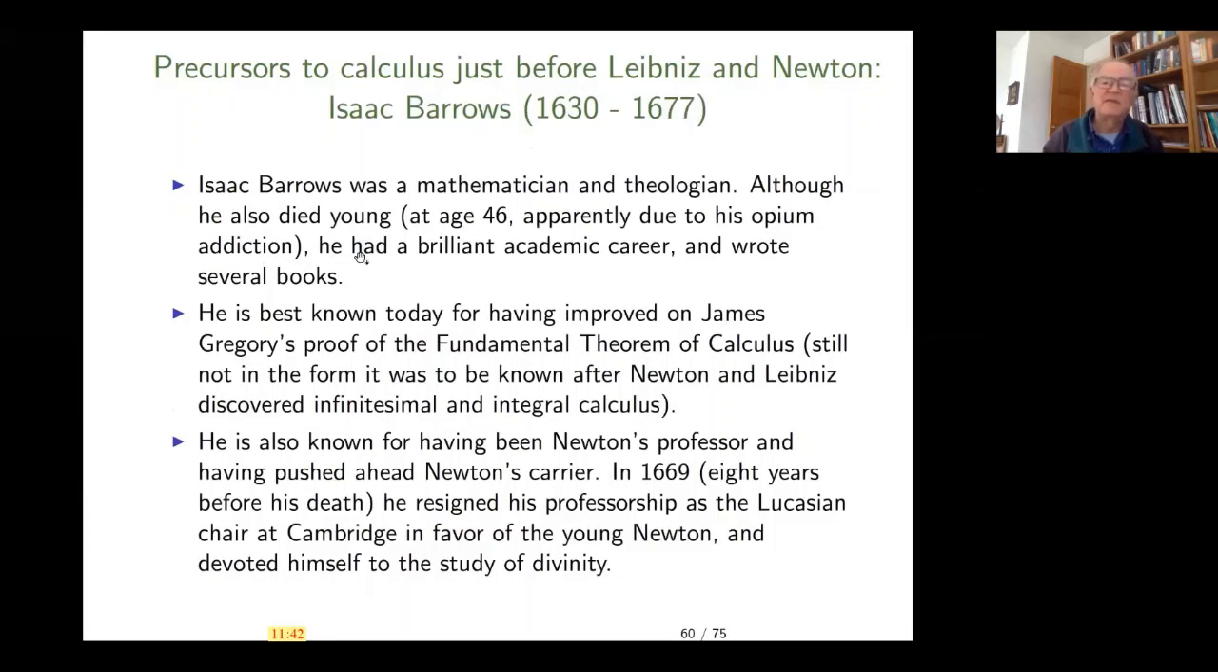Isaac Barrow was a mathematician and theologian. He also died young, at age 46, apparently due to his opium addiction. He had a brilliant academic career and wrote several books. He is best known today for having improved on James Gregory's proof of the fundamental theorem of calculus, still not in the form that we state today, with Newton's and Leibniz's formalism. He was also Newton's professor, and he promoted and helped Newton's career. In 1669, eight years before his death, he resigned his professorship at Cambridge in favor of the young Newton and devoted himself to the study of divinity instead, to make room for Newton.